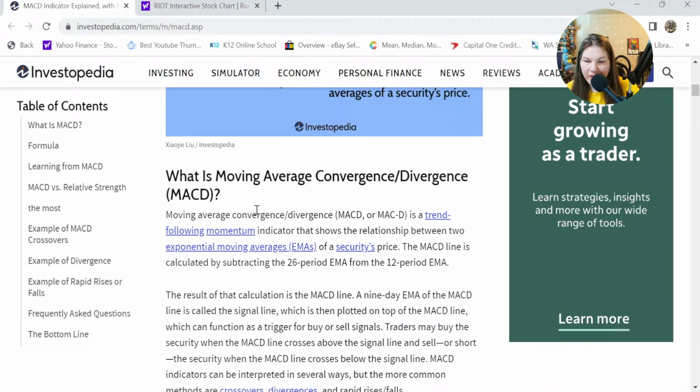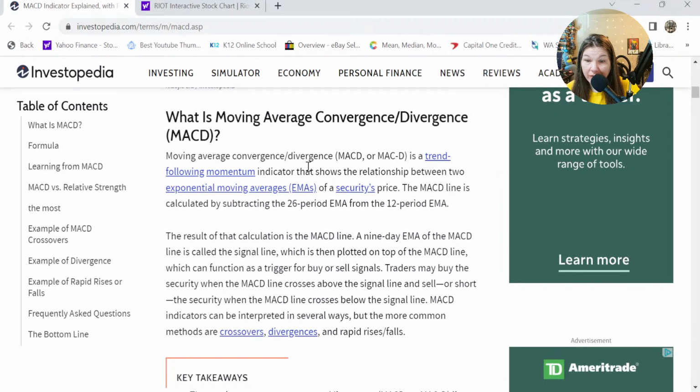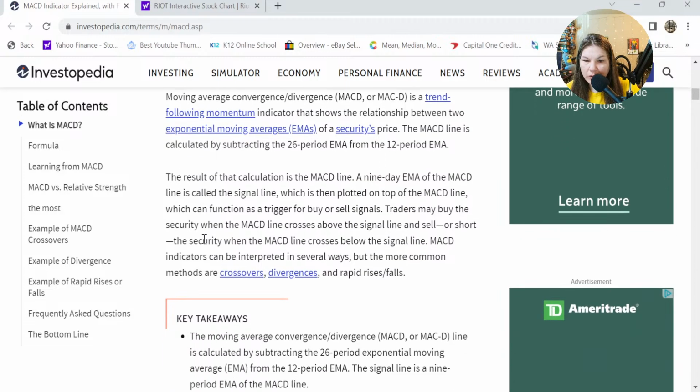So what is moving average convergence divergence, or MACD? Moving average convergence divergence, MACD, is a trend following momentum indicator that shows the relationship between exponential moving averages of a security's price. The MACD line is calculated by subtracting the 26-period EMA from the 12-period EMA. The result of the calculation is the MACD line. A 9-day EMA of the MACD line is called the signal line, which is then plotted on top of the MACD line, which can function as a trigger for buy or sell signals.